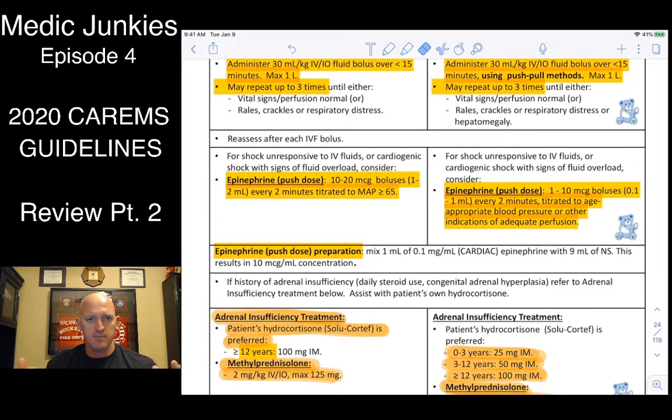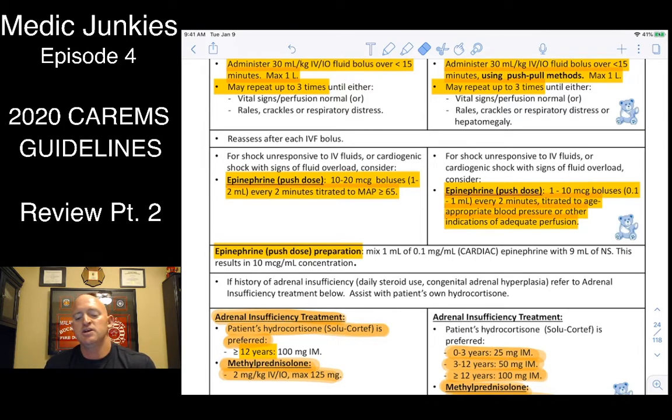Now, how do we get the MAP? If you get an automated blood pressure, there's going to be a number in parentheses right next to your blood pressure. That is your MAP. A normal MAP should be about 80 to 100. When it gets less than 60, we stop perfusing the brain adequately. So once that MAP drops less than 65 and we're getting fluids already, start getting your push dose epi ready. Every 2 minutes, give them a bump, another one, another one. If they're not responding well to 1 cc, start giving them 2 cc's at a time, okay?